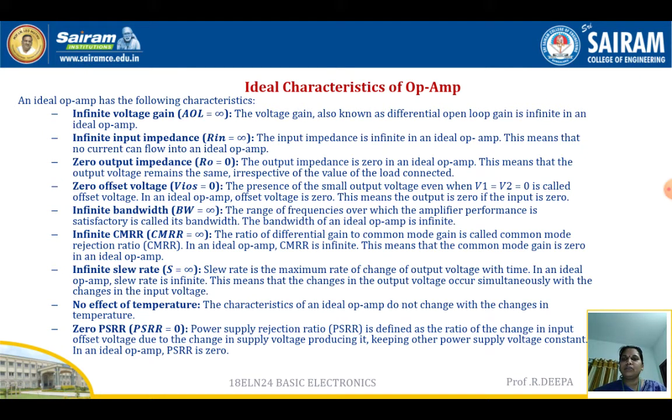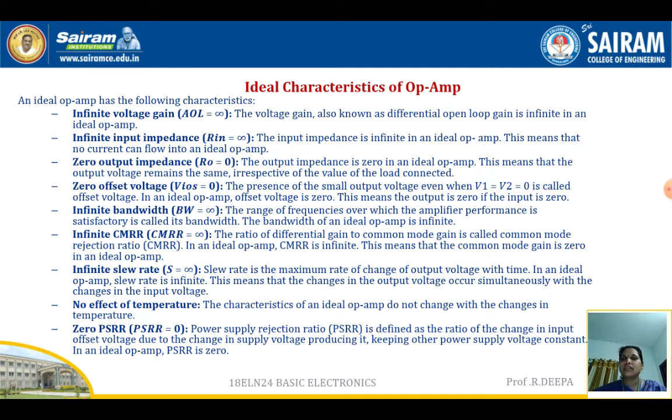Infinite input impedance is represented by R in, and as I told you in the introduction part, the input impedance of an op amp will be very high. For an ideal op amp it is infinite. This means that no current can flow inside an ideal op amp.